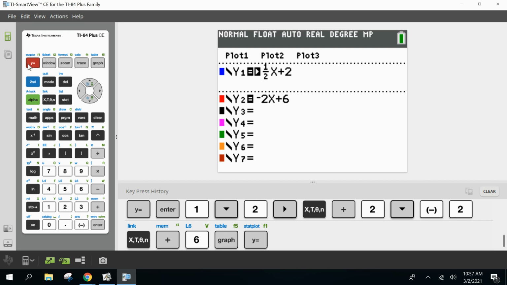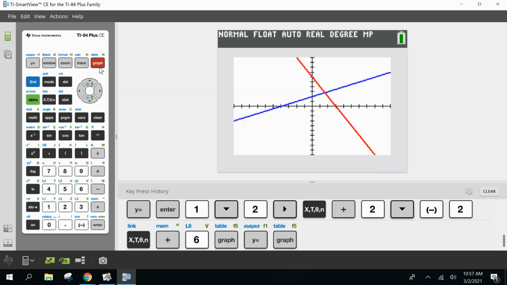Okay, so go hit your zoom button, and then number 6 standard, and hopefully you see the lines. Oh, do I have to do that every time? No, you should be good now. That just resets your calculator to the normal 10 by 10 XY axis.